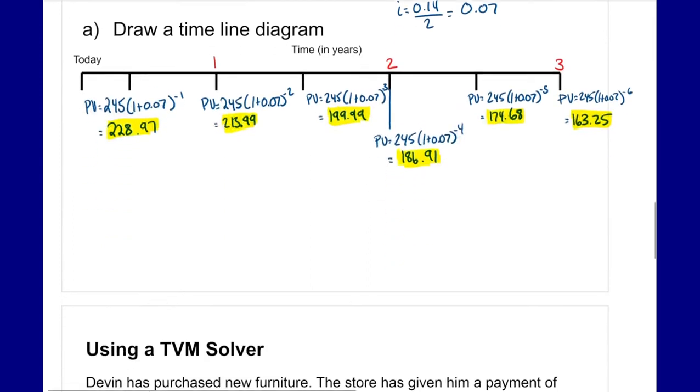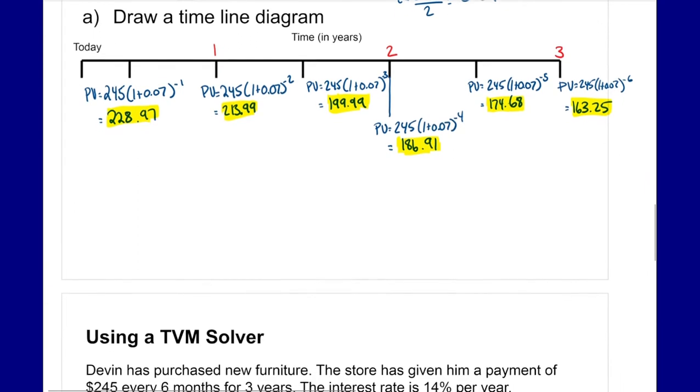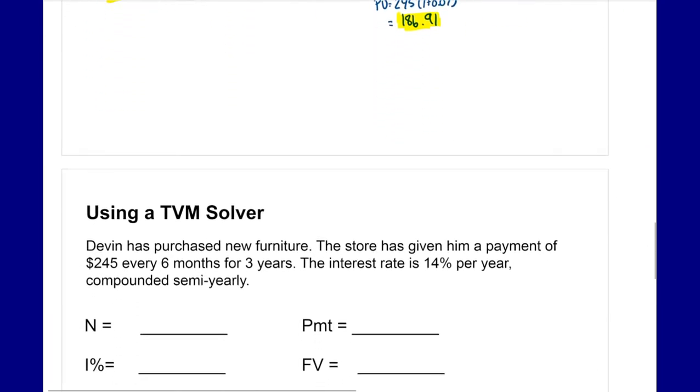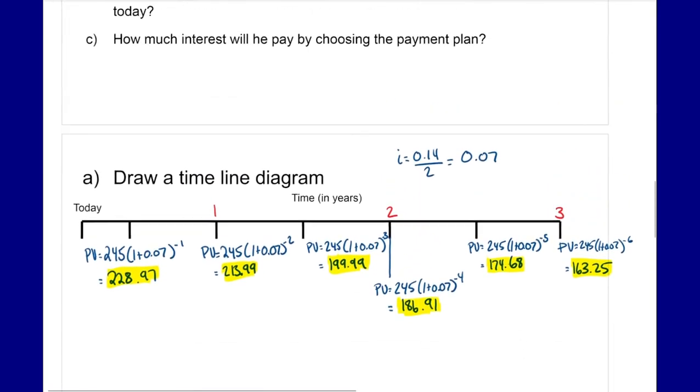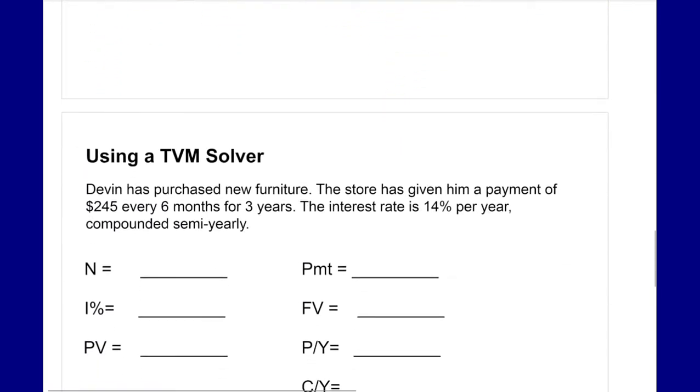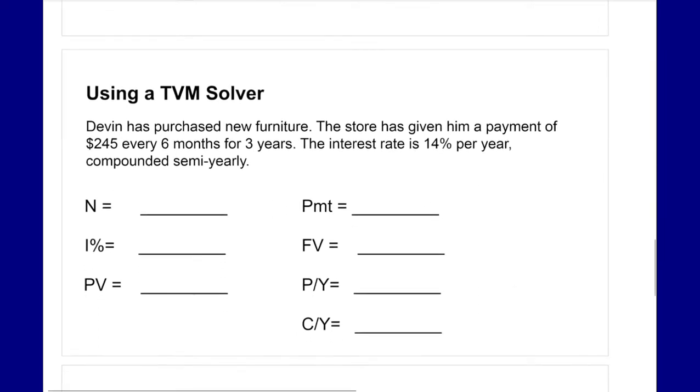And we can also do the same thing and go through and find or enter this into a TVM solver. Right, so we could go through and answer our questions. We can also use a TVM solver so that we don't have to use this timeline, similar to when we looked at the annuities in the previous lesson.